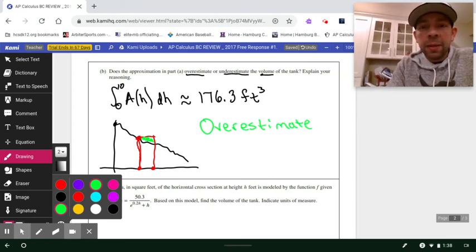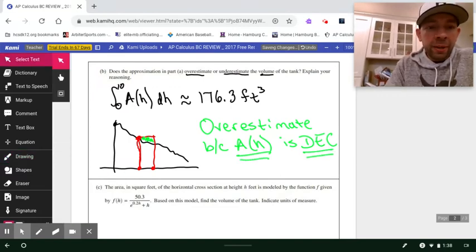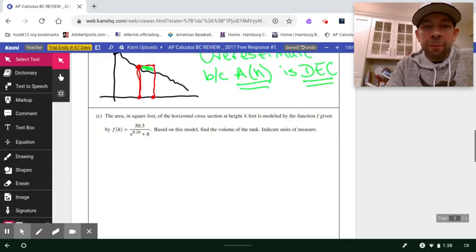Because why? Because the function A of h is decreasing. That's the magic word. You definitely want to mention that A of h is decreasing. All right, let's see what C's got hiding in there for us.